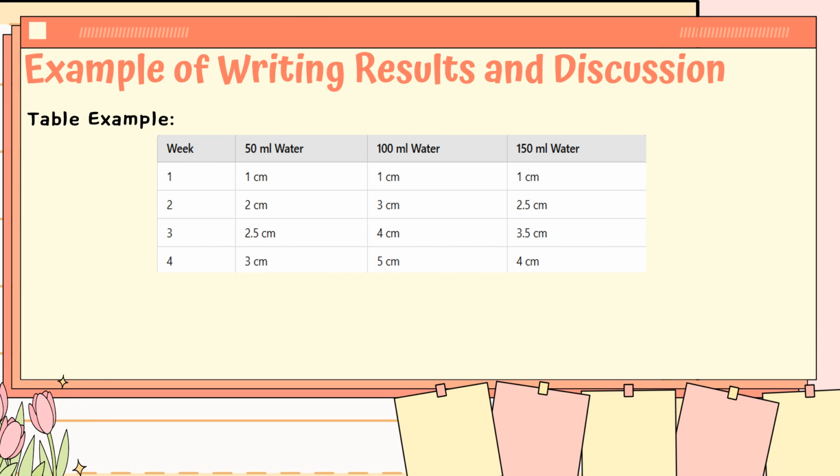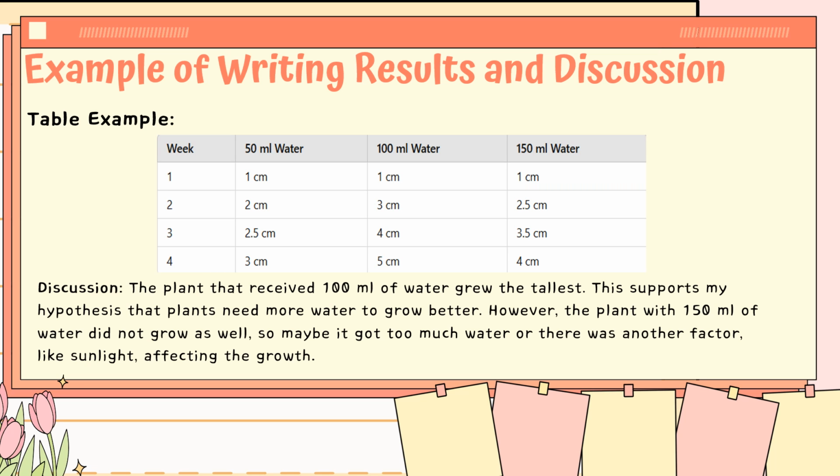Here's the table example. As you can see and observe in the table, in the discussion we can present that the plant that received 100 milliliters of water grew the tallest. This supports my hypothesis that plants need more water to grow better. However, the plant with 150 milliliters of water did not grow as well, so maybe it got too much water or there was another factor like sunlight affecting the growth.